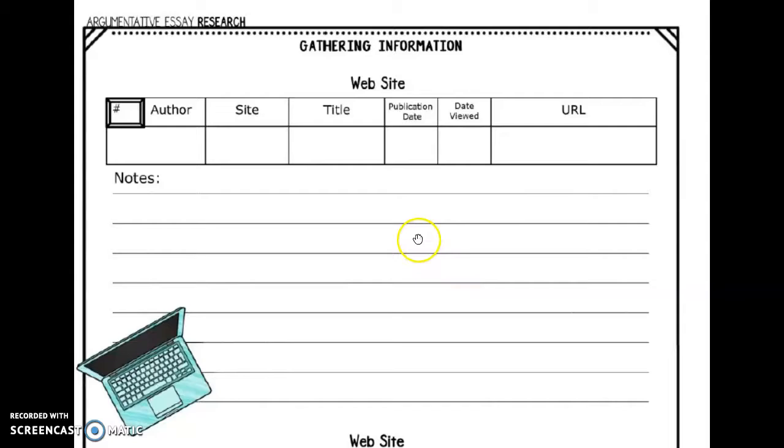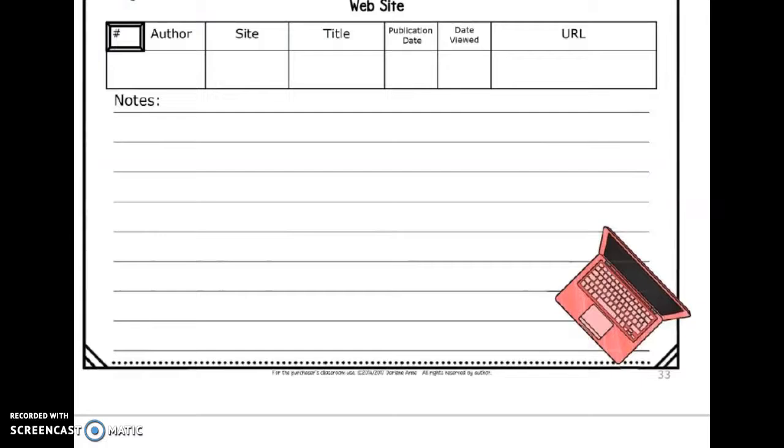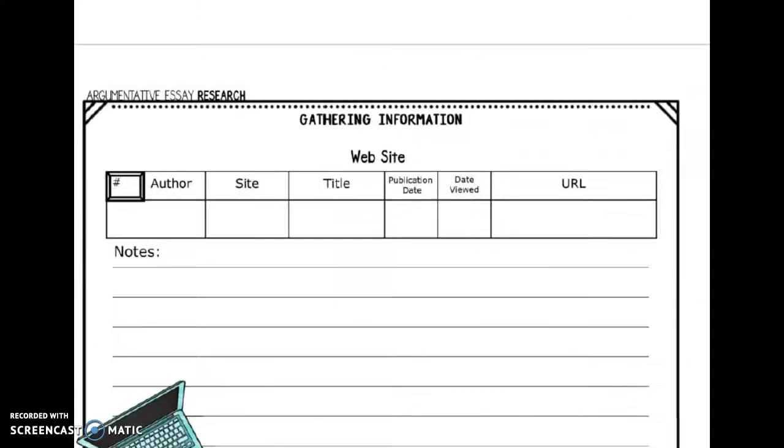So I have included in your assignments this week a research gathering information page. I have actually put 2 copies of it in there for you. So there are 2 on the first page and 2 on the second page. So you actually have 4 different sections where you can gather information.